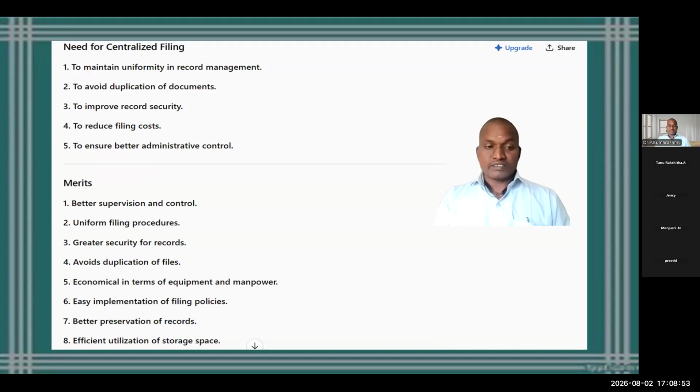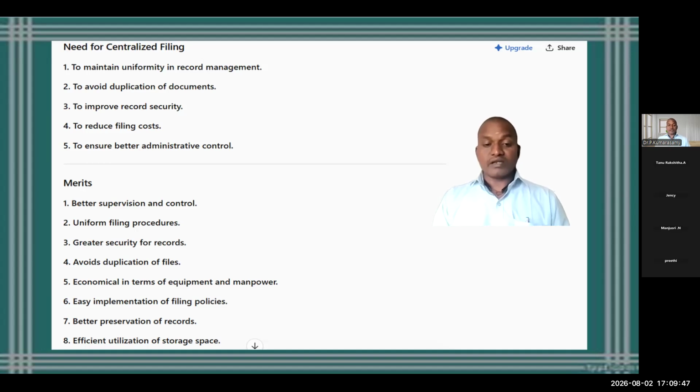What are the merits of the centralized filing system? Better supervision and control, because only one authorized person controls the files, maintains the files, and directs the employees working in the filing department. So under one person, these files of different departments are maintained. So better supervision and control. Uniform filing procedure is followed, because different departments following filing systems in different places may create so many confusions. So a uniform filing procedure is followed in the centralized filing system. Greater security for records. Avoid duplication of files.